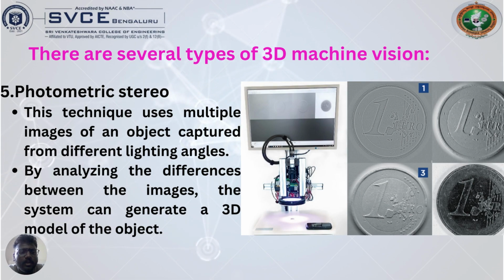This technique uses multiple images of an object captured under different light angles. By analyzing the difference between the images, the system can generate a 3D model of the object. So we can see in the image that there are four different images of the coin captured in different lighting, as shown in the figure.